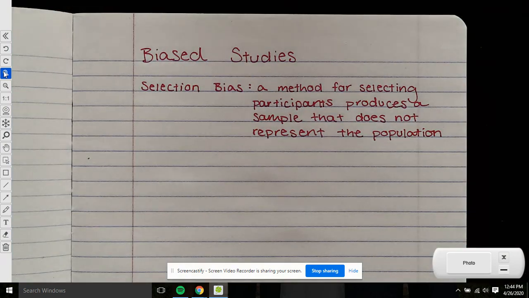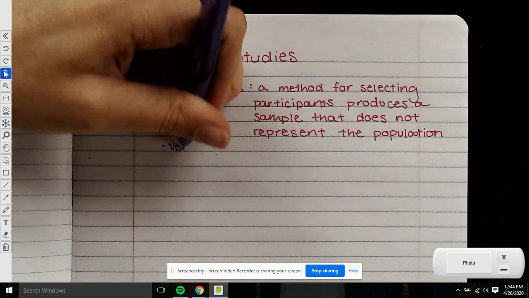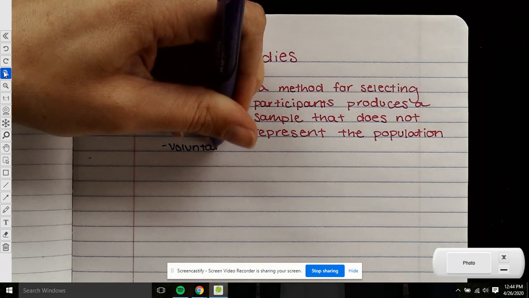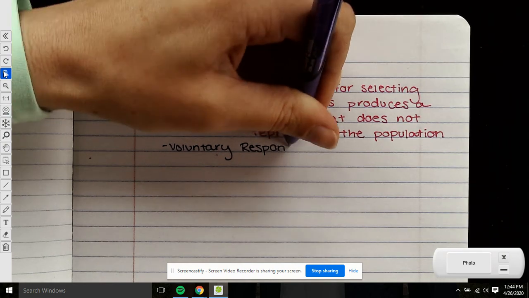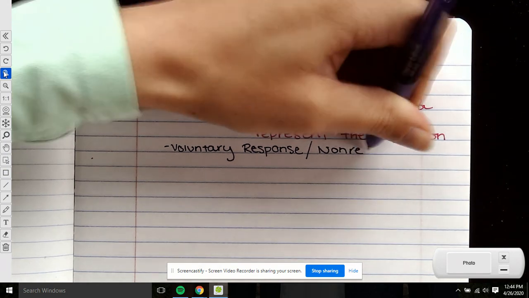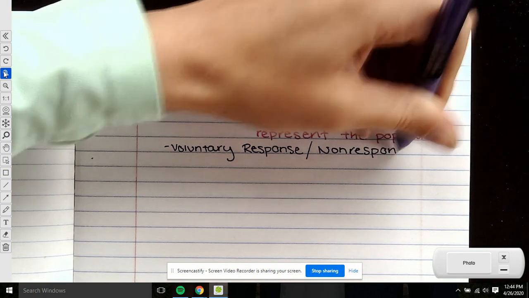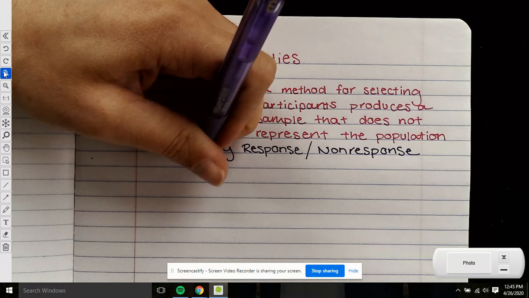There are two specific versions of selection bias. One of them is called voluntary response, and other people call that non-response. Voluntary response or non-response is when participants choose themselves by responding or not responding to a general appeal. So this is where participants choose themselves.